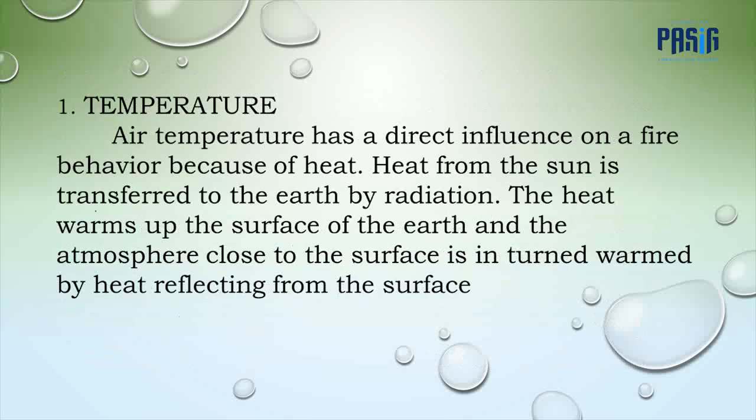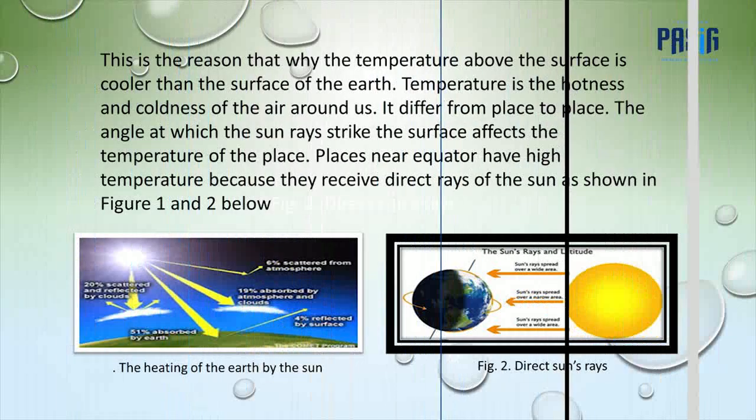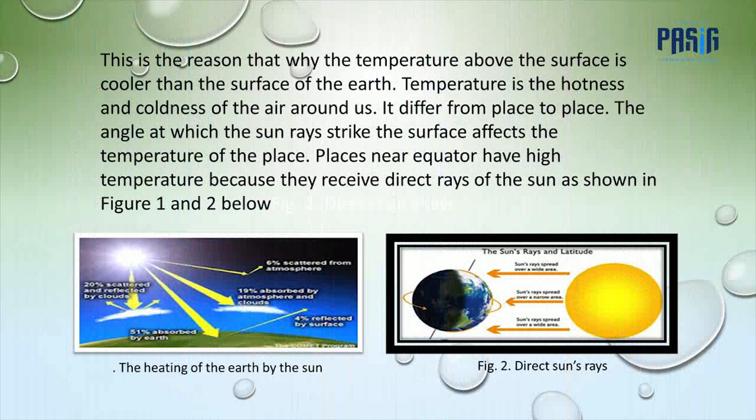Number 1. Temperature. Air temperature has a direct influence on fire behavior because of heat. Heat from the sun is transferred to the earth by radiation. The heat warms up the surface of the earth, and the atmosphere close to the surface is warmed by heat reflecting from the surface. This is the reason why the temperature above the surface is colder than the surface of the earth.